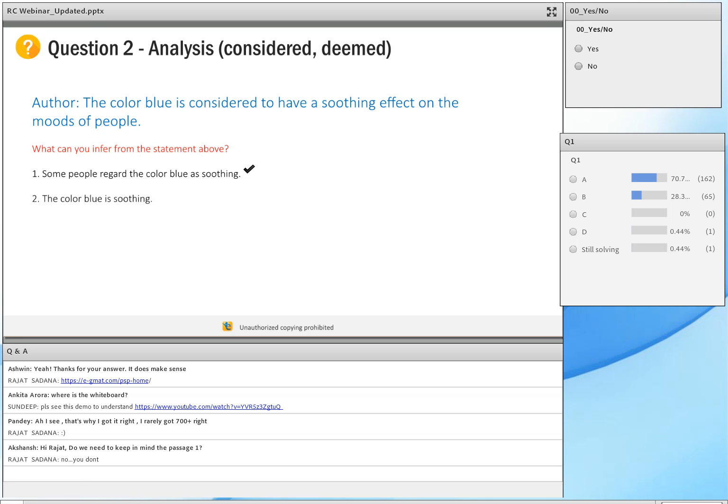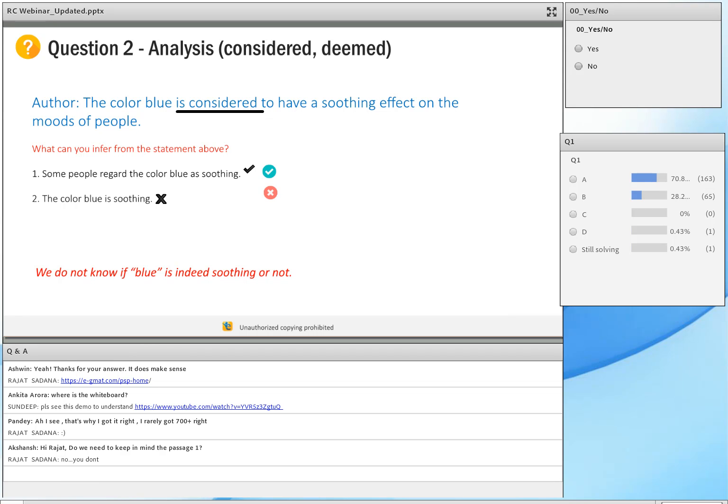When you say the color blue is soothing, you can't infer that. Why? Because the author is saying the color blue is considered to have a soothing effect. The author is not saying, I am saying that the color blue has a soothing effect, but some people consider or regard the color blue to have a soothing effect. That's the correct option. Why? Because the author is not telling us if it's his opinion. Is that part absolutely clear?